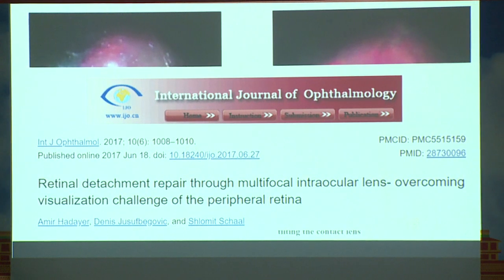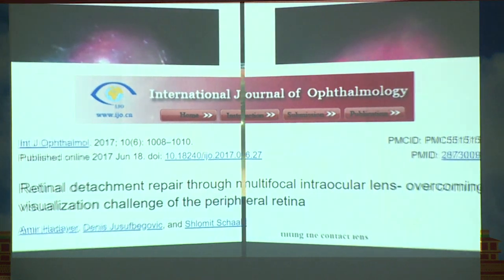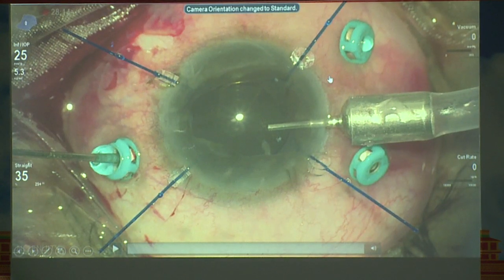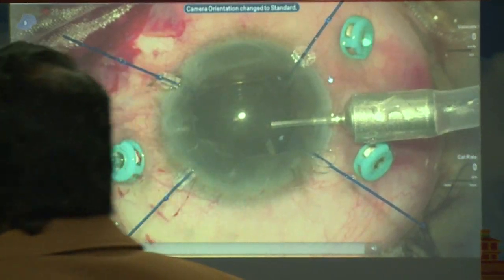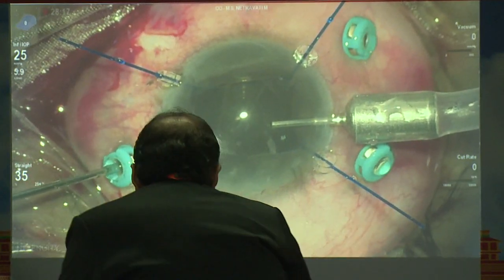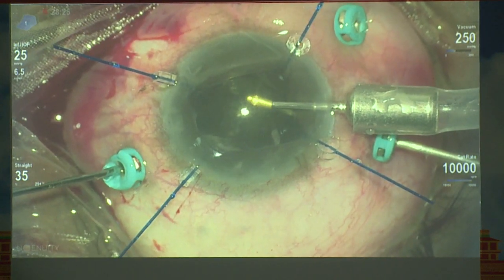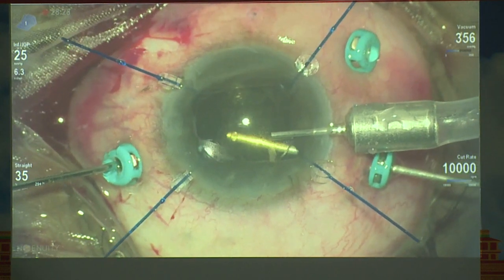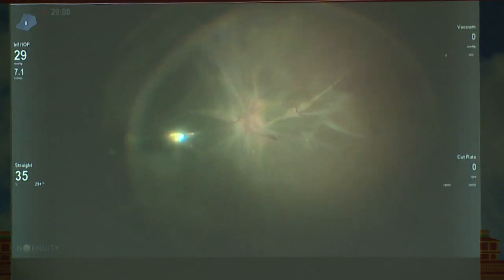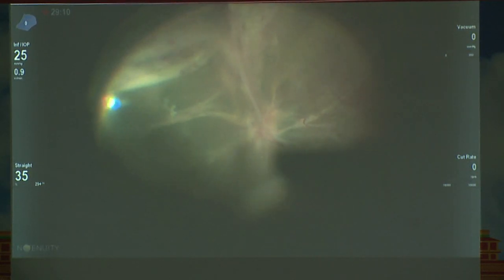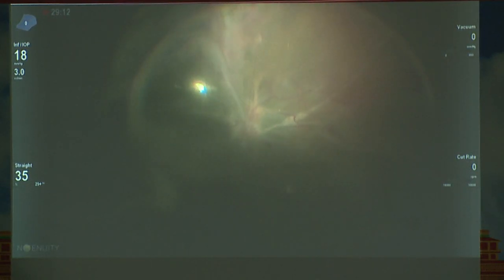Now, retinal detachment repair through multifocal, overcoming the visualization challenge. So let's look into this, my own videos. I have a collection, but I'll just show a sample video. This was a case of multifocal IOL with a retinal detachment. Now please look at this video carefully and let me know where there is a hampering of the visualization. Although this was done under a 3D visualization system, now you can see the patient has a bad PVR.